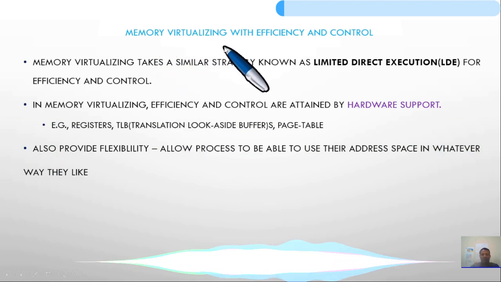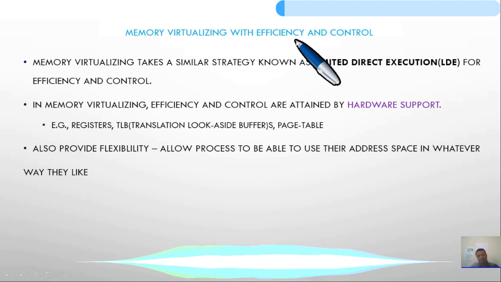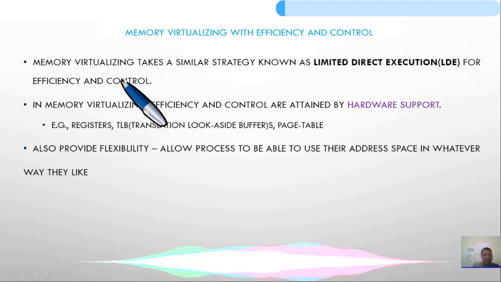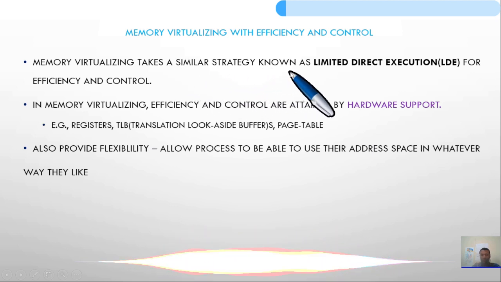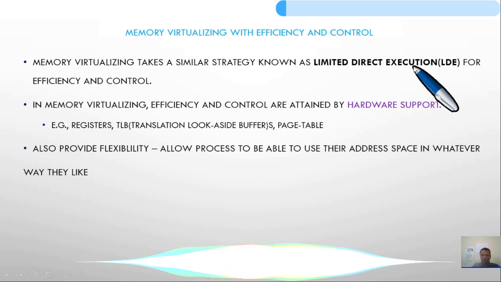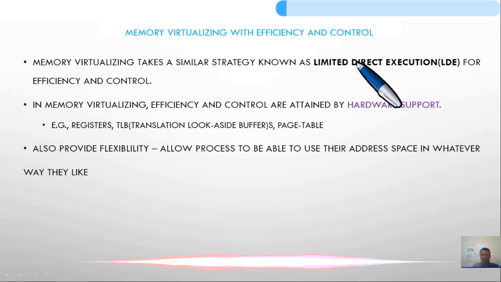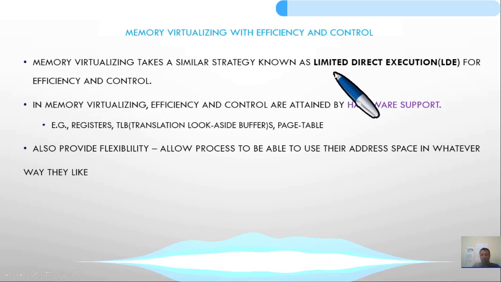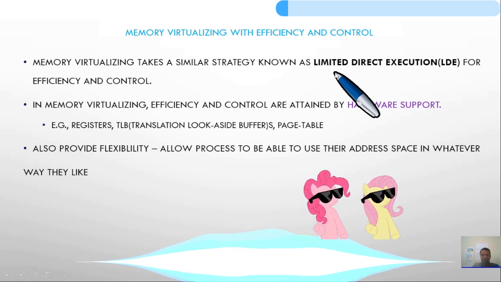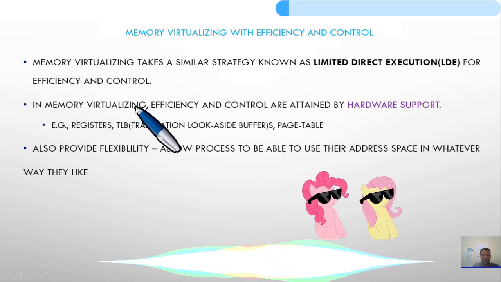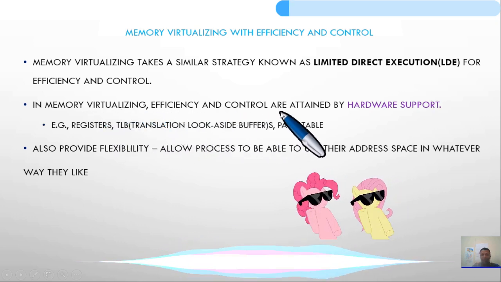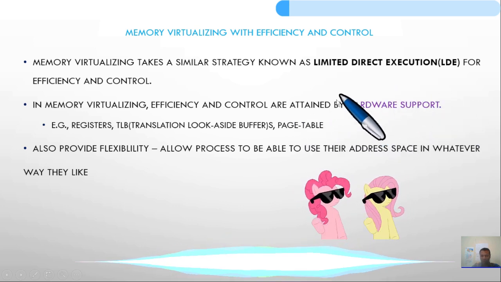Memory virtualizing with efficiency and control. Memory virtualizing uses a similar strategy known as limited direct execution. We have seen how memory was virtualized for efficiency and control. This is how the operating system gains its access: limited direct execution. In memory virtualizing, efficiency and control are attained by hardware support.